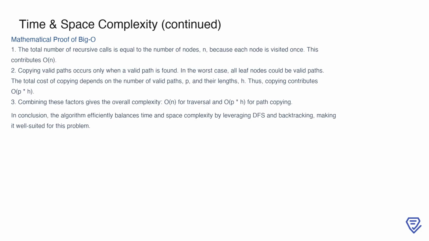The mathematical proof of the big O complexity further clarifies the efficiency of this algorithm. The total number of recursive calls equals the number of nodes, n, as each node is visited exactly once, contributing O(n) to the time complexity. Additionally, copying valid paths only occurs when a valid path is found. In the worst case, all leaf nodes could be valid paths. The cost of copying depends on both the number of valid paths, p, and their lengths, h, contributing p * h. Combining these factors results in an overall time complexity of O(n) for traversal and p * h for path copying.